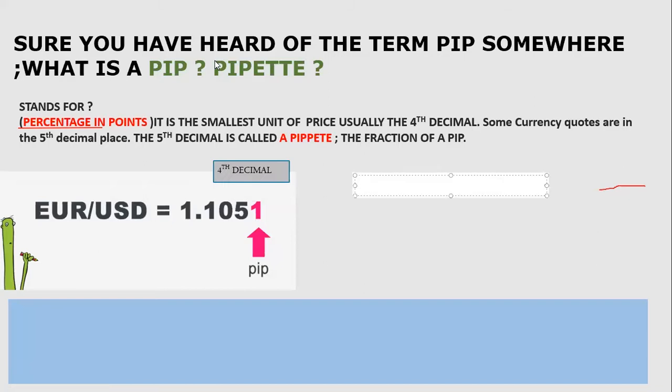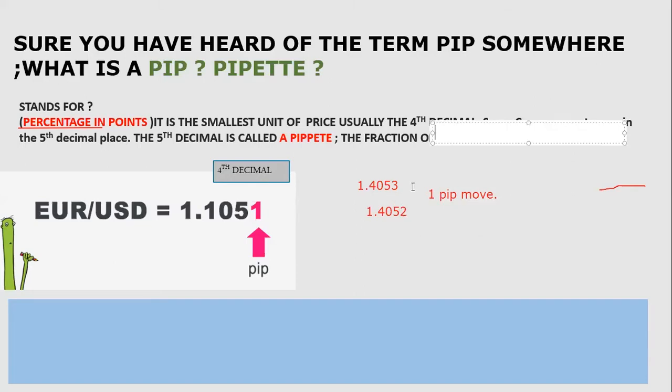So if, for example, the pound USD is 1.4053, to the fourth decimal place, 1, 2, 3, 4, this is a pip. So if from this 1.4053, this currency moved to 1.4054, this is a 1 pip move. Are we okay? Equals 1 pip move. Because this minus this, the fourth decimal minus that fourth decimal, that's what gives you that. Are we okay?